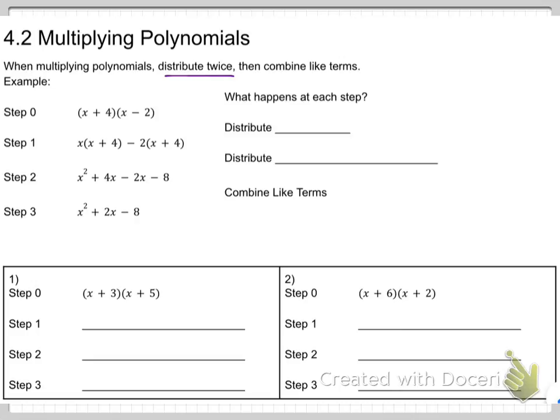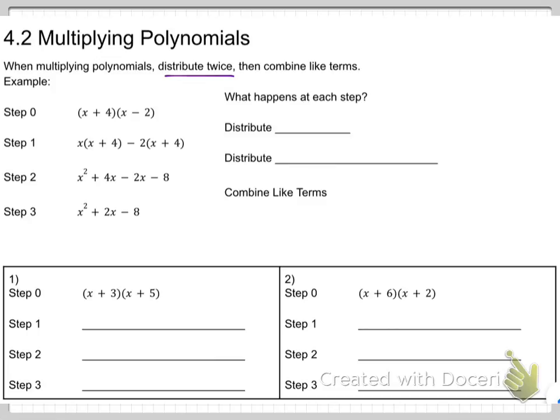The last topic we covered was multiplying polynomials. When you're multiplying polynomials, we learned that it's just distributing twice. And so that's what we're going to do. And then, of course, combining like terms in the end. So let's take this, and I'm going to walk through this example, and we're going to fill out what steps we do here. So x plus 4, that binomial, times the binomial x minus 2.